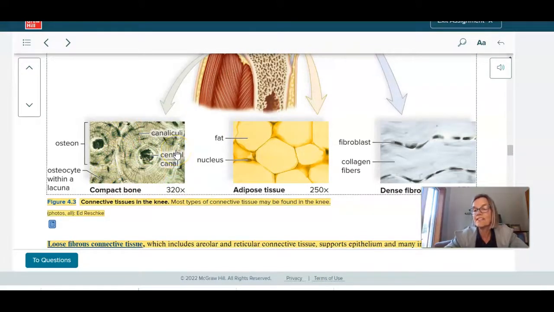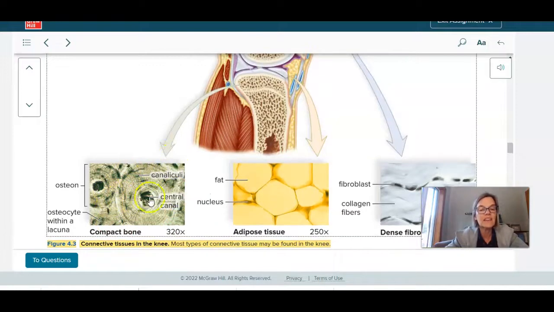Bone itself is a connective tissue. And even though this kind of looks like a cell itself, the bone cells are actually here, these little tick marks. And just like other connective tissues, there's a matrix where there's fibers and a ground substance. And the matrix in bone is really hard. So this is a solid connective tissue.